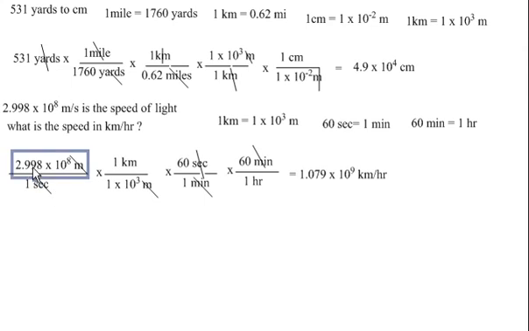That's because this number is to 4 significant figures, and all of my conversion factors here are exact numbers. I know that there's exactly 60 seconds per minute and exactly 60 minutes per hour, exactly 1 kilometer per 1 times 10 to the third meters. Those numbers have infinite number of significant figures because I know them exactly. So the least number of significant figures I have is here at 4.